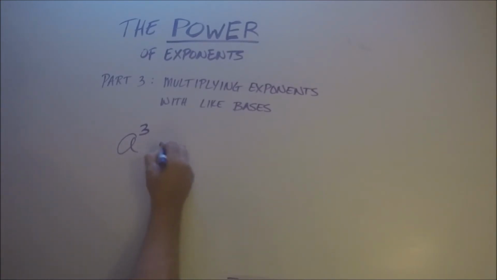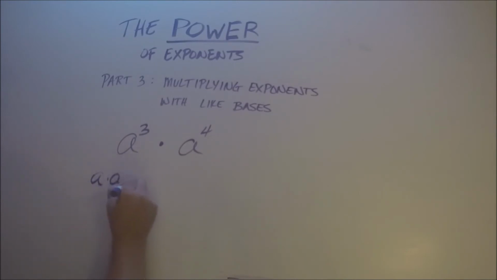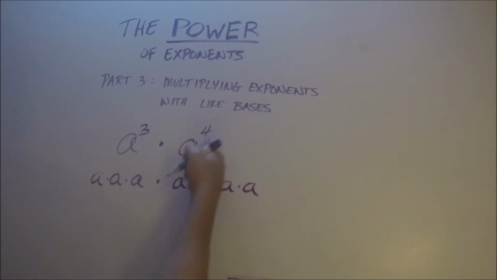Now, if I multiply that by another one that has the same base, and we call it a to the fourth power, how are we going to do that? Well, basically we have to break it down and remember what they mean. A to the third power means a times a times a. In other words, 3 factors of a. And a to the fourth power means a times a times a times a. 4 factors of a. Now when you multiply them all together, you have 1, 2, 3, 4, 5, 6, 7 factors of a. So this makes a to the 7th.